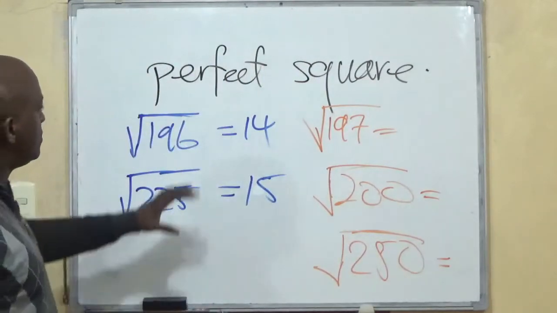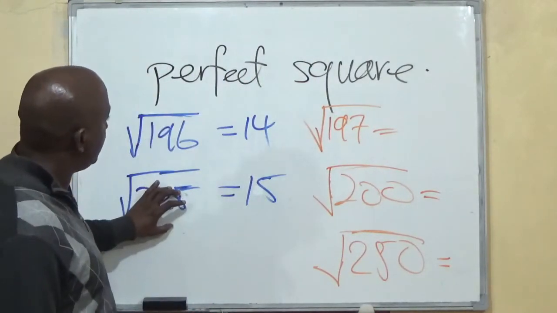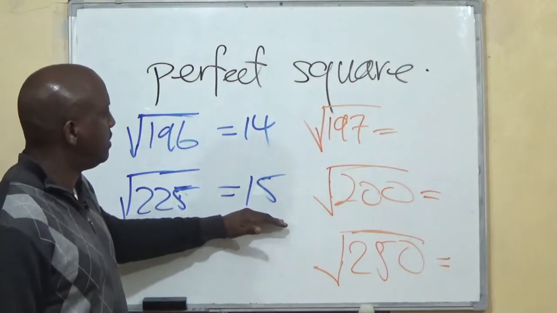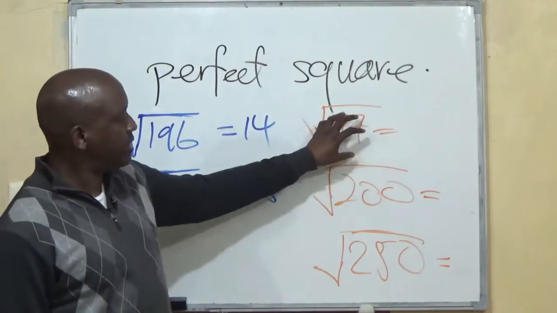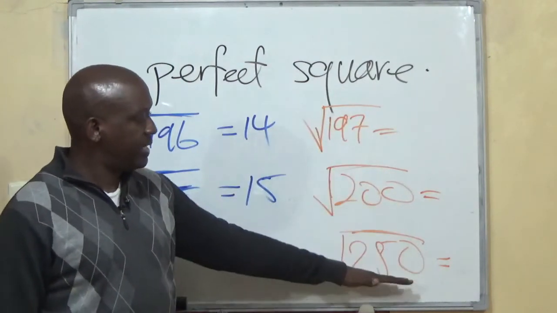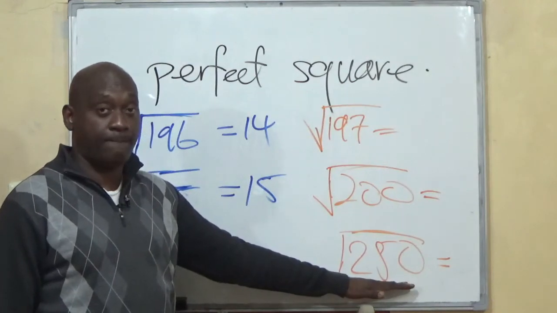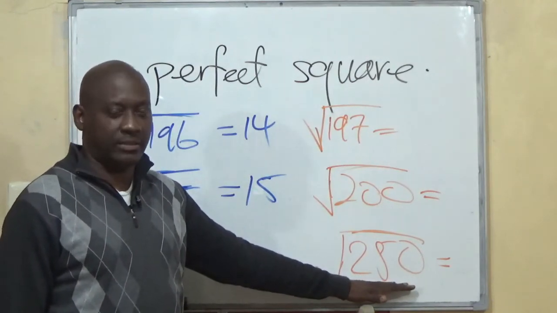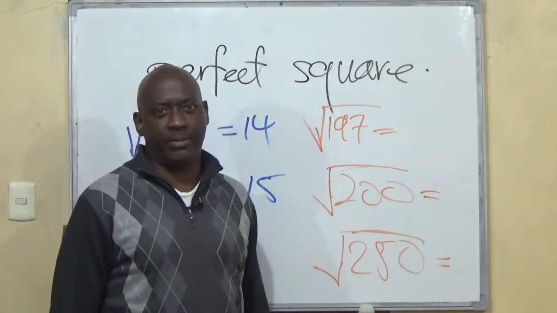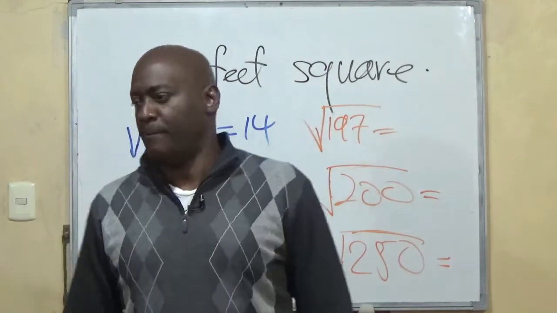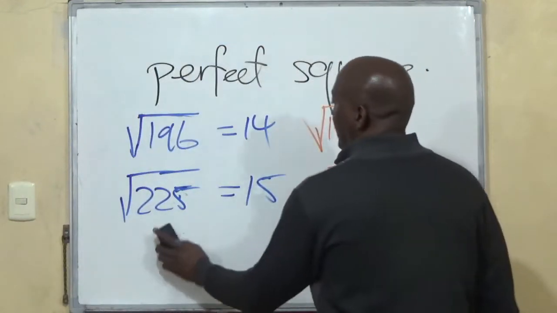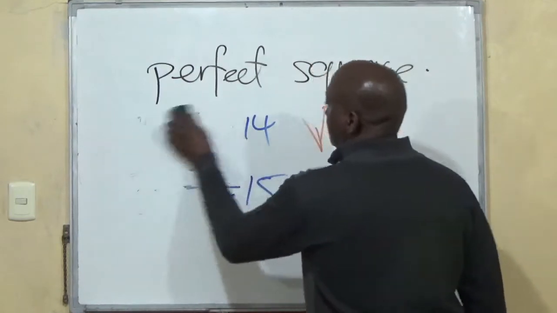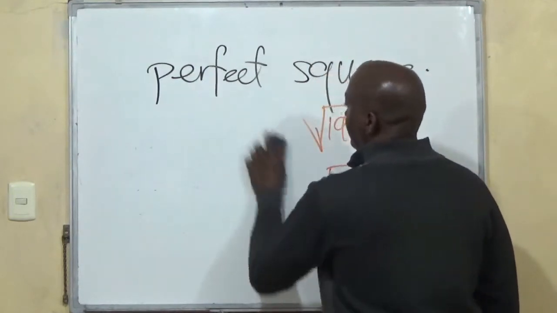Alright? Square root of a perfect square: rational number, integer. Square root of a number that is not a perfect square: that is an irrational number. So anything like this, alright?